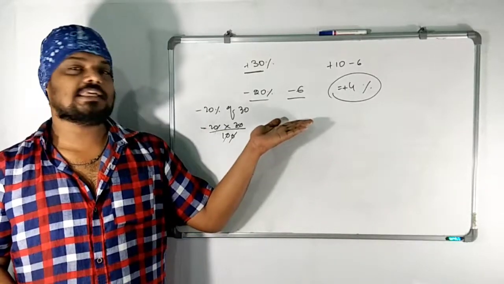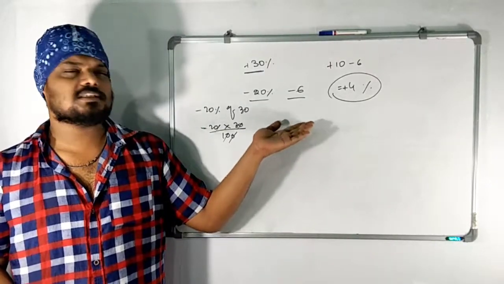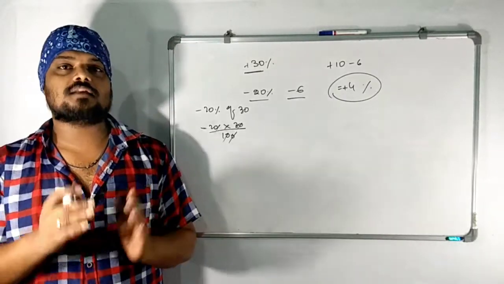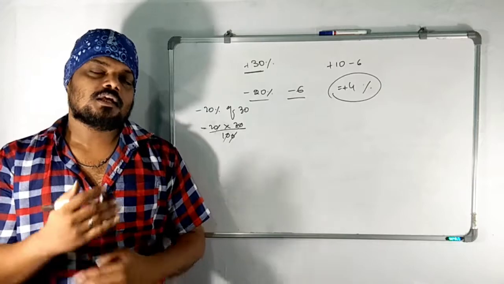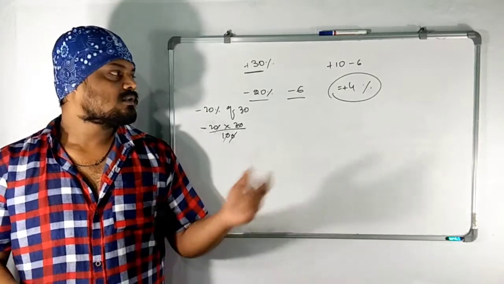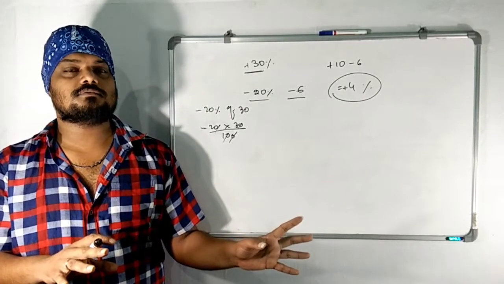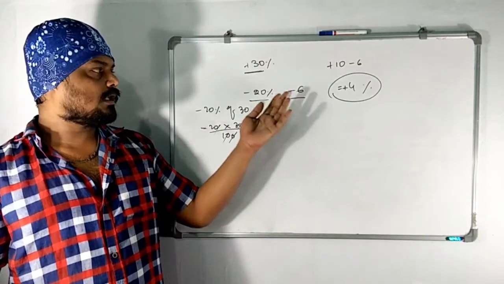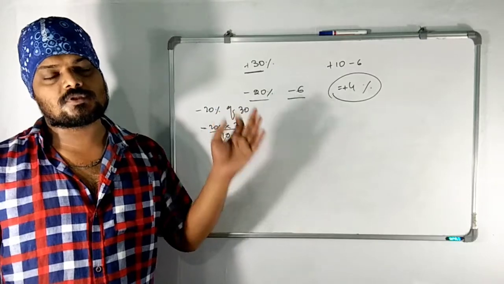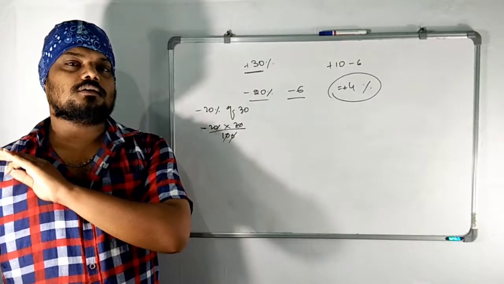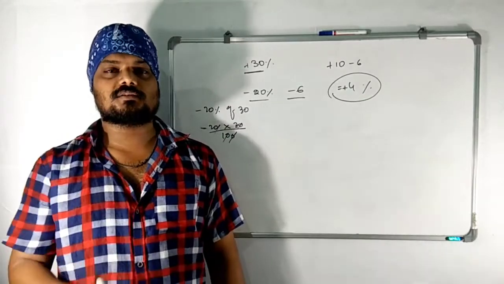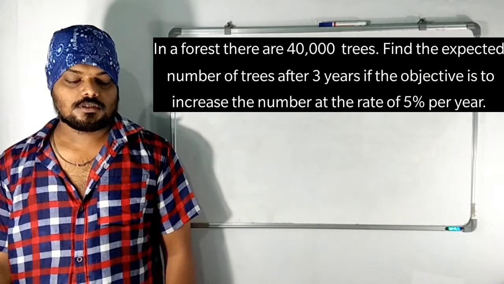So how easily we can solve these types of questions without assuming 100, without assuming x. If you assume x, somewhere you will feel difficult to solve the questions. So if you clear all these types of concepts, you will solve each and every question within seconds. So here is the next question.